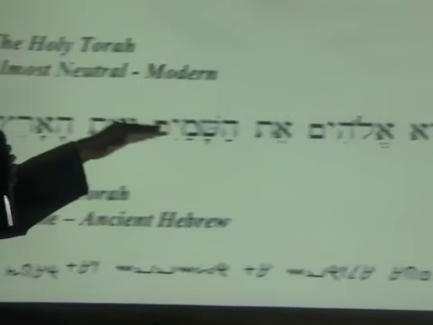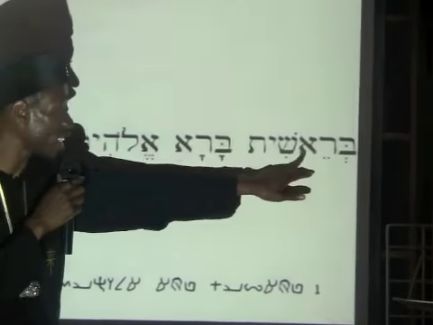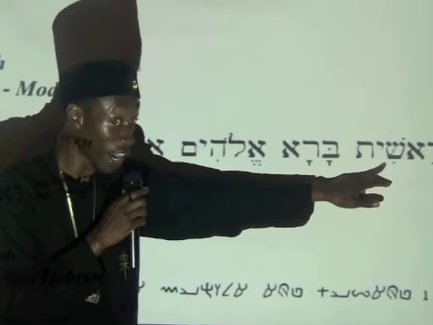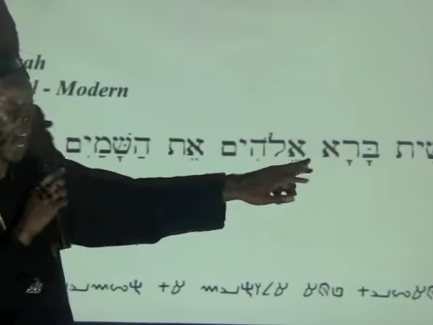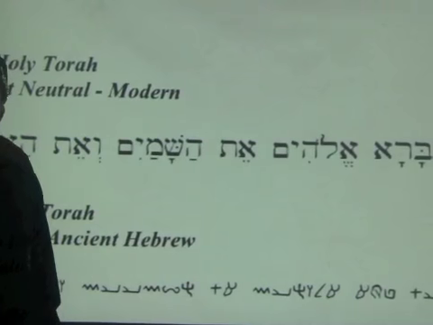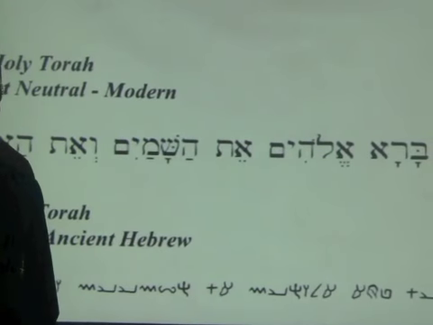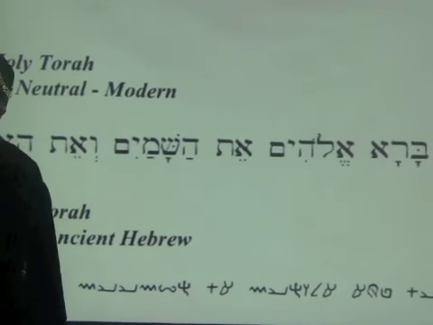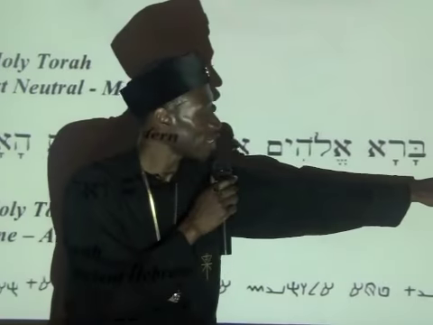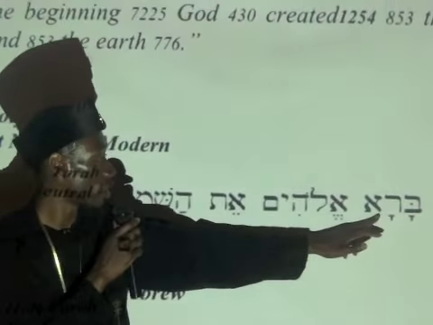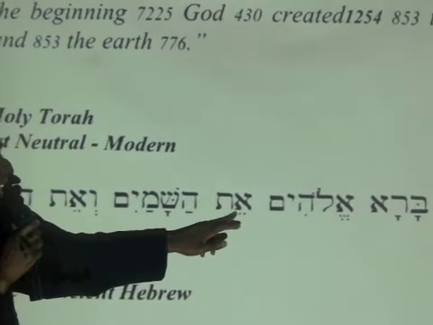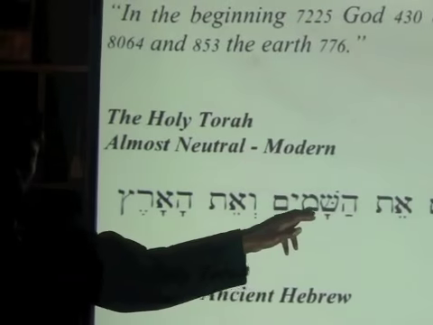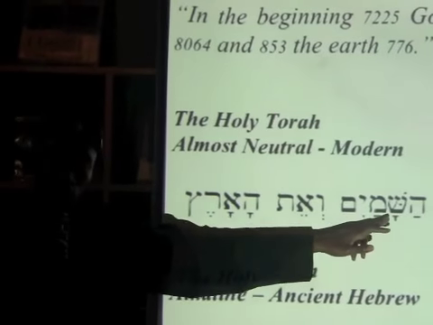So say it with me, the whole sentence now. We got Barashit. Bara. Elohim. Et. Hashamayim.